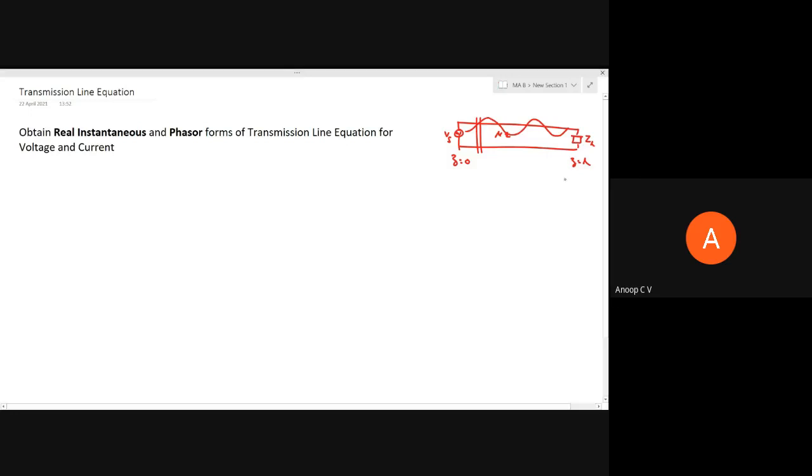To overcome that problem, I told we can consider a very small length, delta Z, placed along the z-axis. This delta Z is much less compared to lambda, and ideally, for the assumption to be true, delta Z should be infinitesimally small, tending to 0. Then, if you consider that very small length, the variation of voltage or current along the length is negligible. You can assume the current or voltage to be constant throughout that very small length.